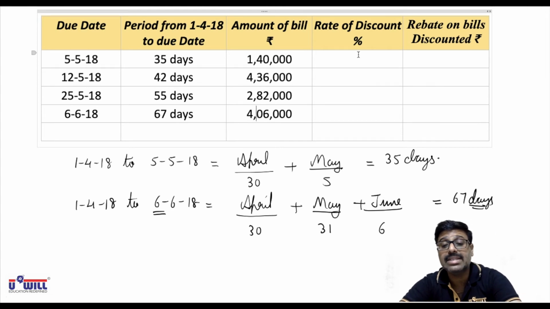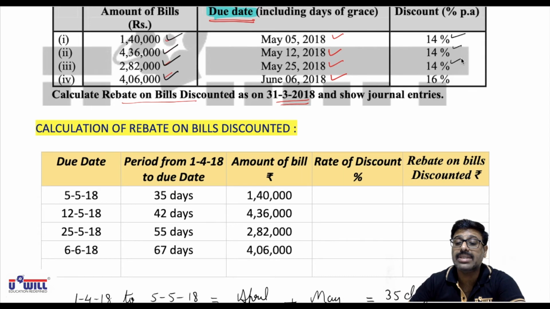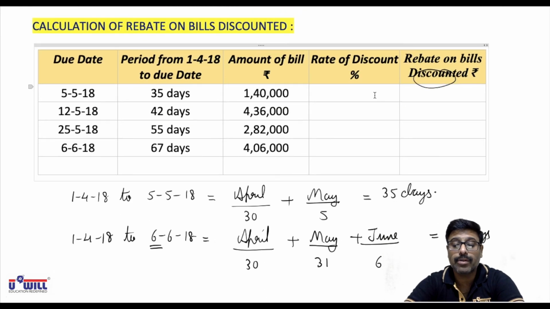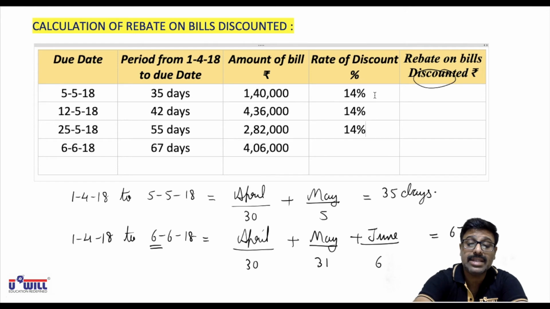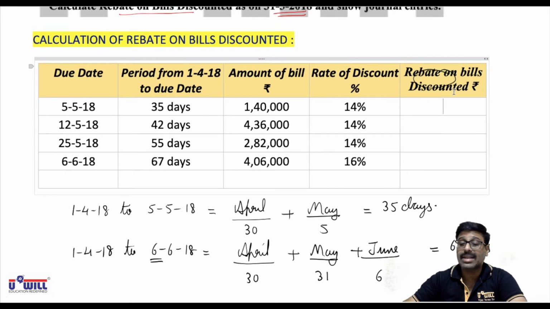Now the rate of discount is given in the last column. First 3 bills it is 14% and the last bill it is 16%. So 14%, 14%, 14% and the last one is 16%. Now how to count the rebate? I'm not showing all the calculations. You are all clear already how to do it.